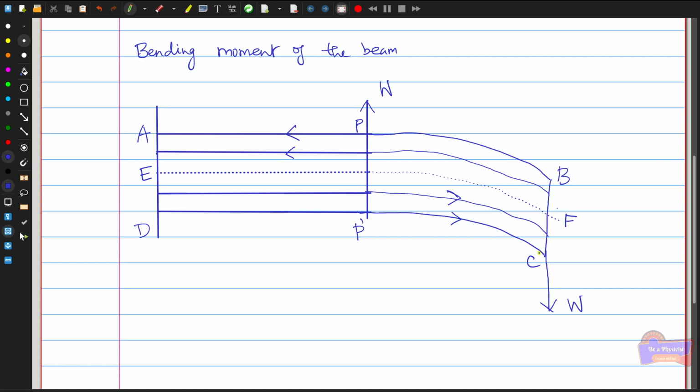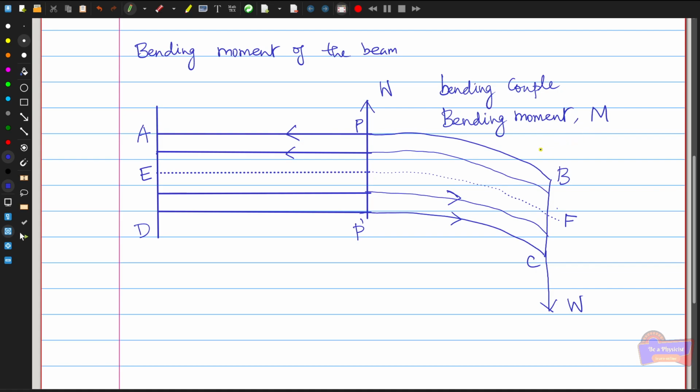Suppose you are applying a force on the downside, it tries to rotate in the clockwise direction. So this couple, due to the load applied to the free end of the beam, is called the bending couple. The couple produced in this bending of the beam is called the bending couple. Okay, and the moment of this couple is called the bending moment, which is denoted by the letter M. So the bending moment can be represented by the alphabet M.